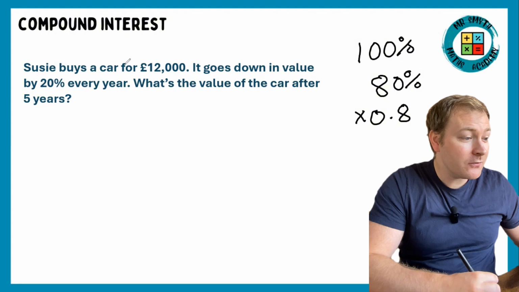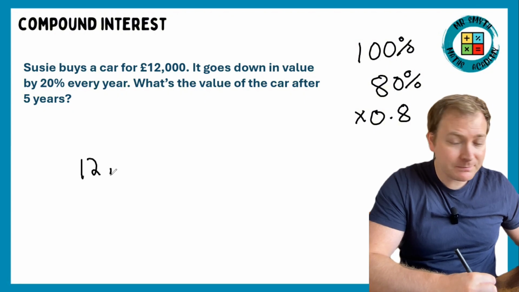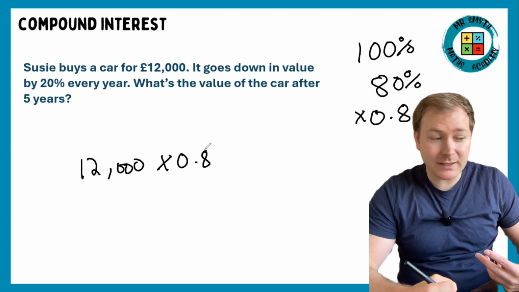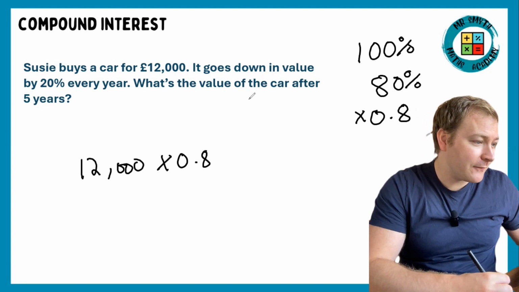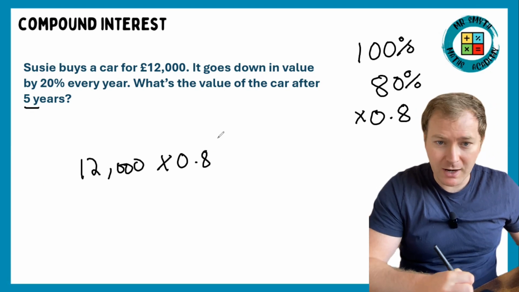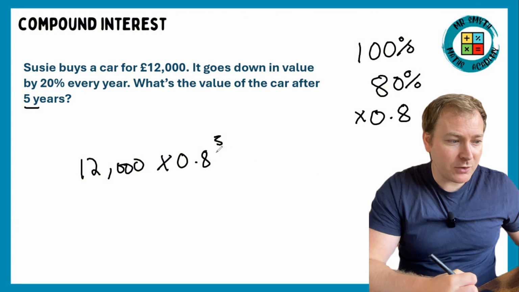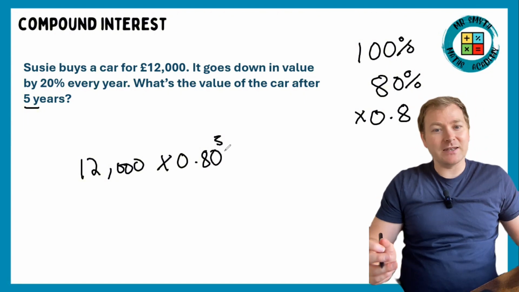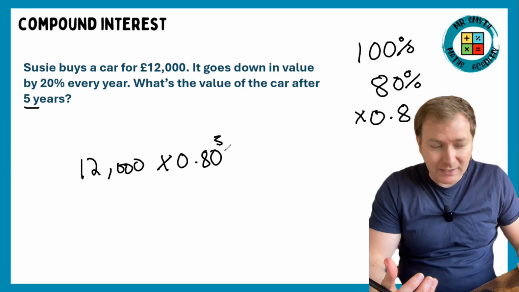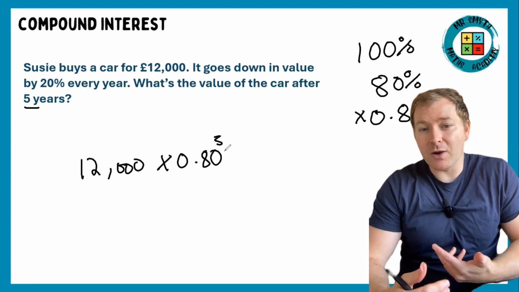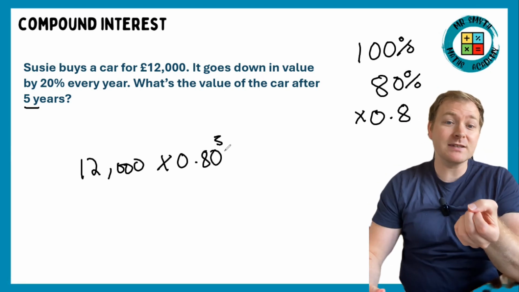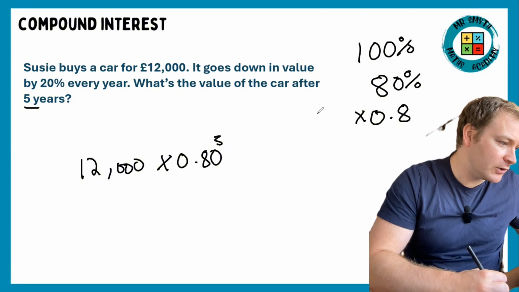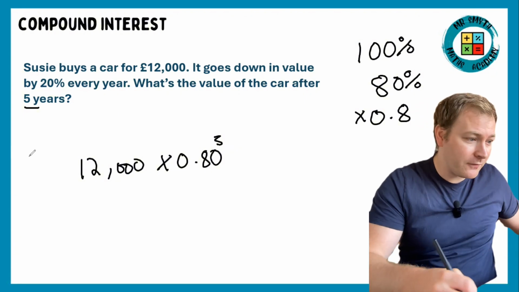So let's start off with the £12,000. We're going to times that by the multiplier, which is the 0.8. And we want this after 5 years, so we put this to the power of 5 years. Sometimes I put this as 0.80 to show that it's 80%. Now, that is technically not mathematically literate, I guess you could call it, but I like to put 80 there to show that it's the number 80 as opposed to number 8, because sometimes we get confused with that. Anyway, you don't have to do that, but yeah, 0.8 to the power of 5.